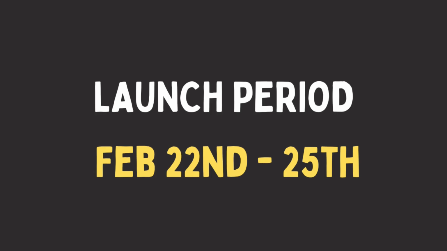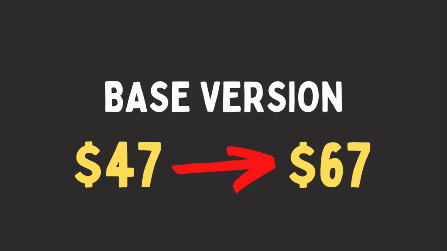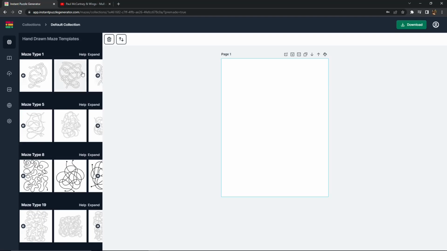So the 22nd to the 25th is your best time to purchase the software for a one-time payment, okay? So let's get into this and start with the base version of the software, which is going to be $47 at the launch price. And then after the launch, that's going to go up to $67, okay? So let me log into an account that can showcase the base version for you, okay? The $47 version. So what you're going to get with this is you get 5 different maze types here.